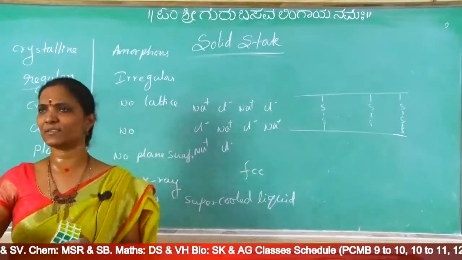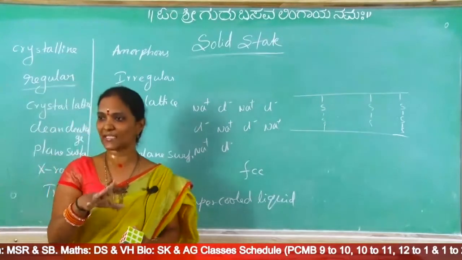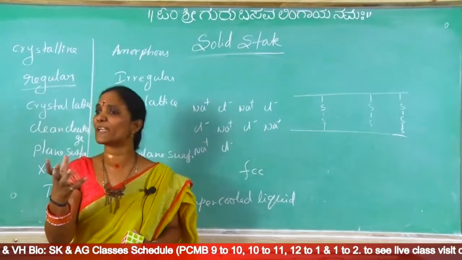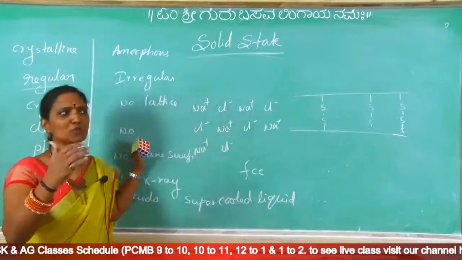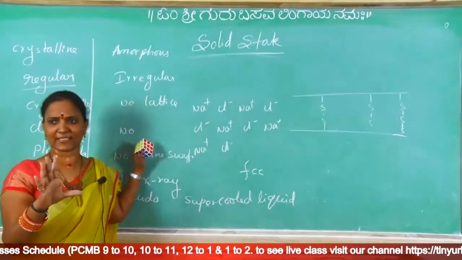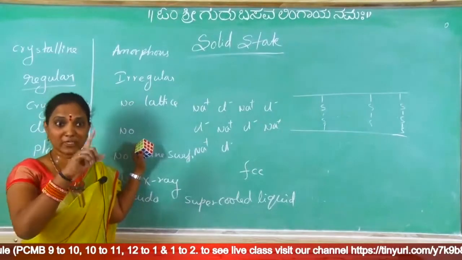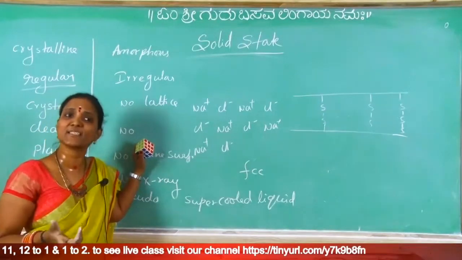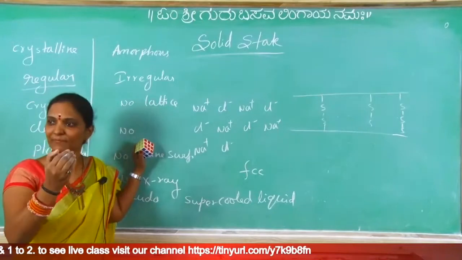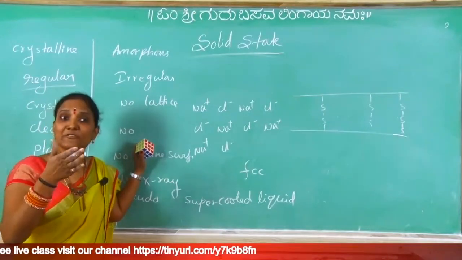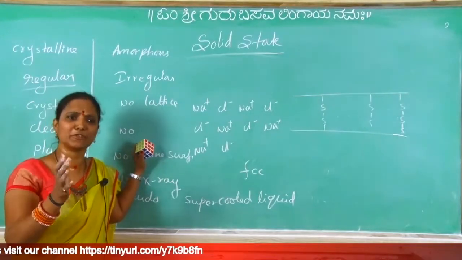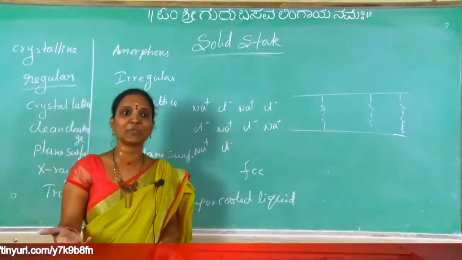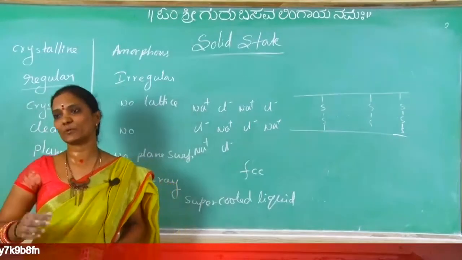In old buildings, if you observe the window glasses, the top portion is very thin but the bottom portion is thick. In new buildings the glass is completely transparent like that, but in old buildings, especially the window glass, the top is thin and the bottom is thick. Why is it thick? Glass flows slowly, it has a slight rate of diffusion. It can diffuse like a liquid, that's why it is called a super cooled liquid.